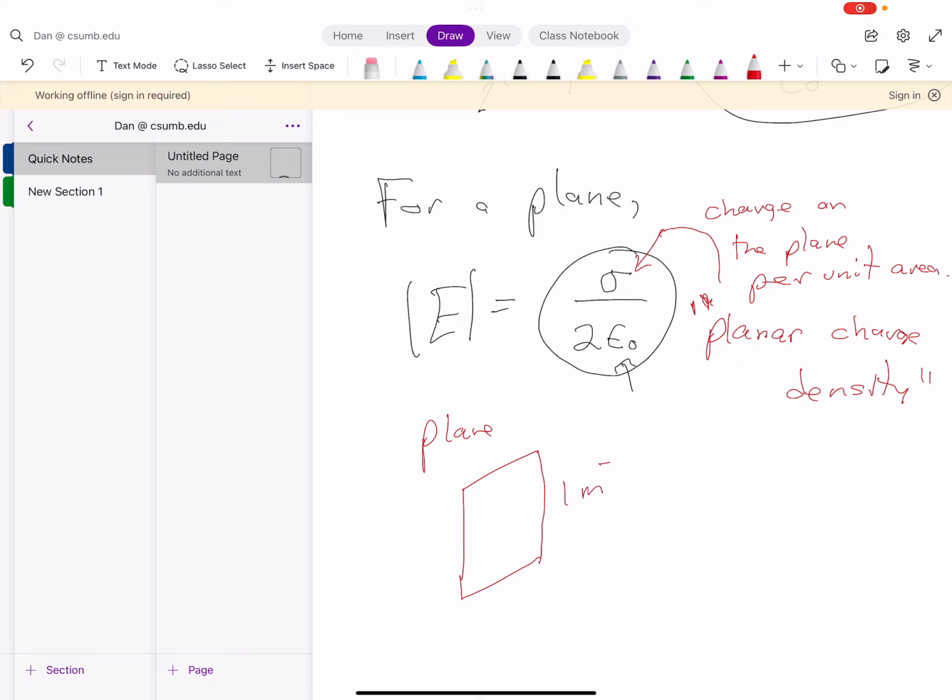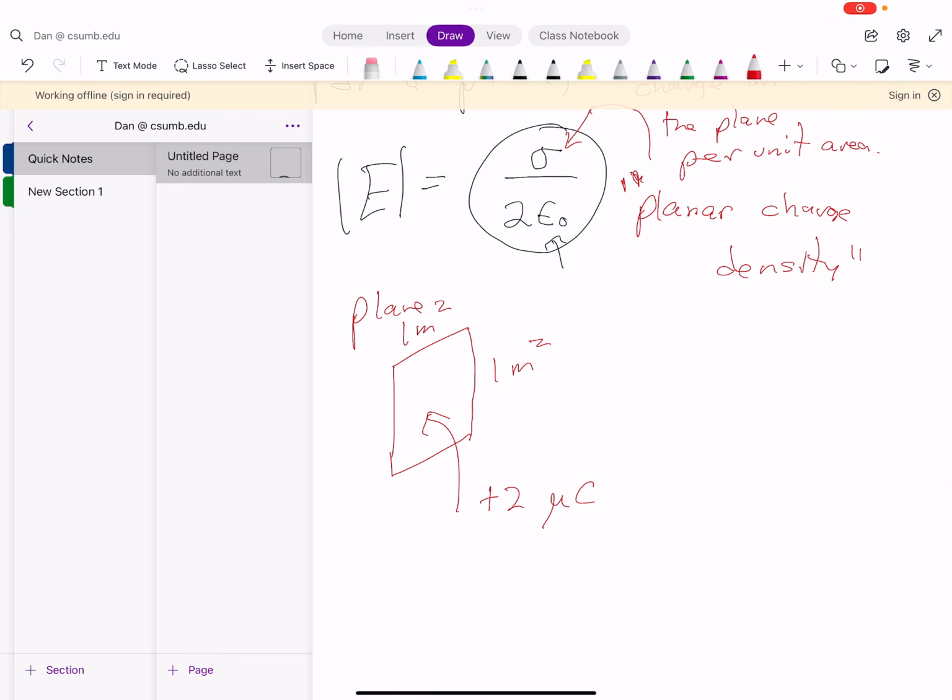I could make it infinite, but I'll just say it has a charge density. Let's say if I were to take a 1 by 1 square meter piece of this plane and add 2 microcoulombs of charge to it, then I would say that the plane has a charge density of 2 microcoulombs per meter squared. In this case, plus 2 microcoulombs per meter squared. So that's this value of sigma that I can now use.